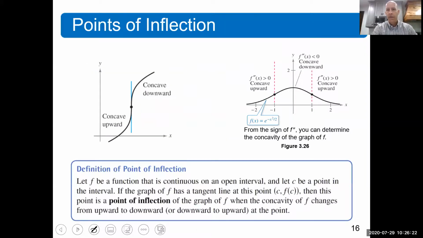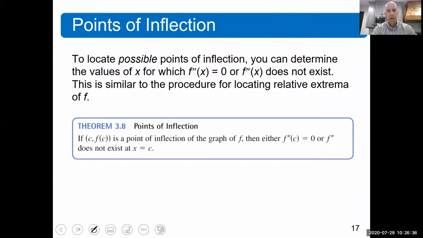All right, points of inflection. This is, by definition, just where the concavity changes, so that's no big surprise. So if it goes from concave up to concave down, we call this a point of inflection, or a POI. Points of inflection.